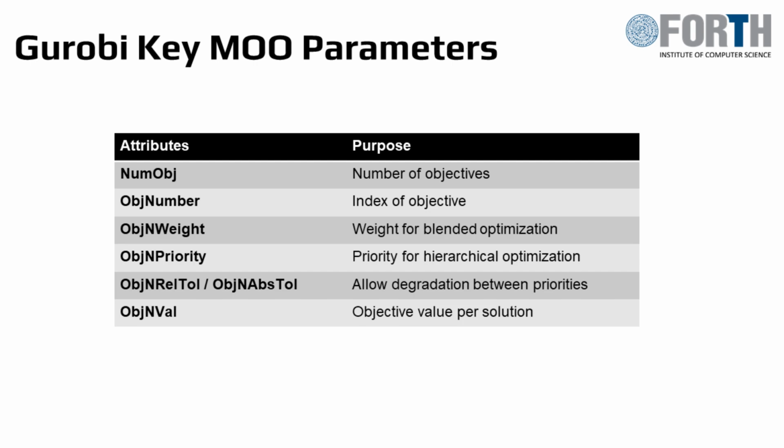Finally, ObjNVal stores the objective value of each objective in the final solution. This allows us to analyze how each criterion performs in the obtained compromise. Together, these attributes provide precise control over how multiple objectives are structured, prioritized, and evaluated within the solver.